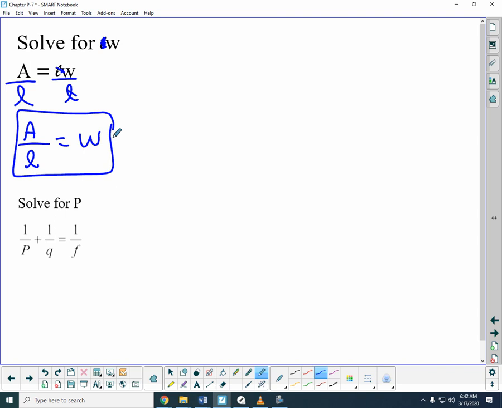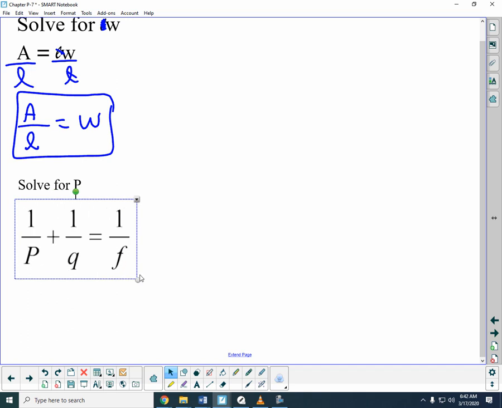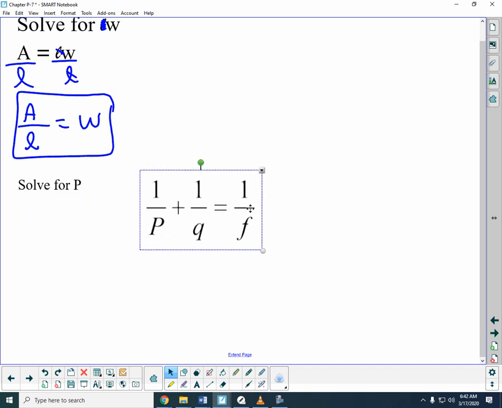Then, on the next one, there's a little difference here, because they're asking us to solve for p, and we've got rational equations. And the variable is in the denominator. So what we have to do to get that variable out of the denominator is multiply all the parts by the common denominator. That will get rid of the fraction, which will make this a lot easier to work with.